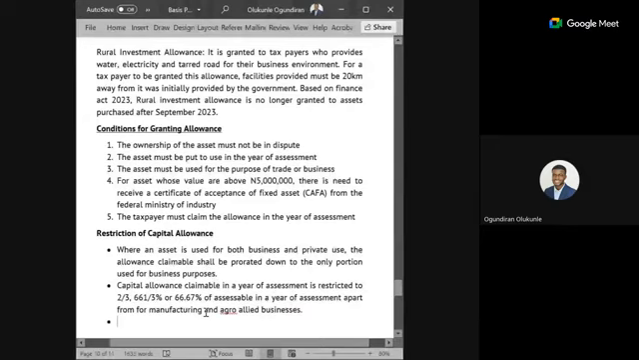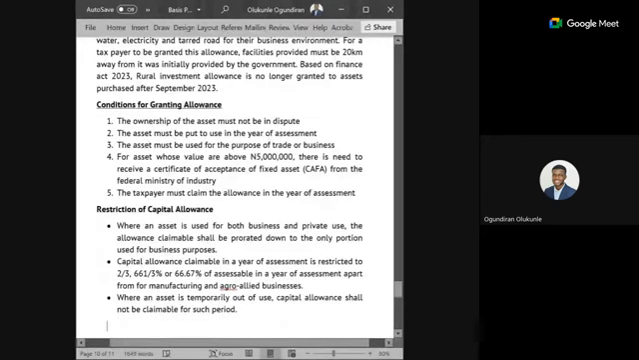Number three is where an asset is temporarily out of use, capital allowance shall not be claimable for such period. Please mute your mic. Shall not be claimable for such period. That is it about restriction of capital allowance.